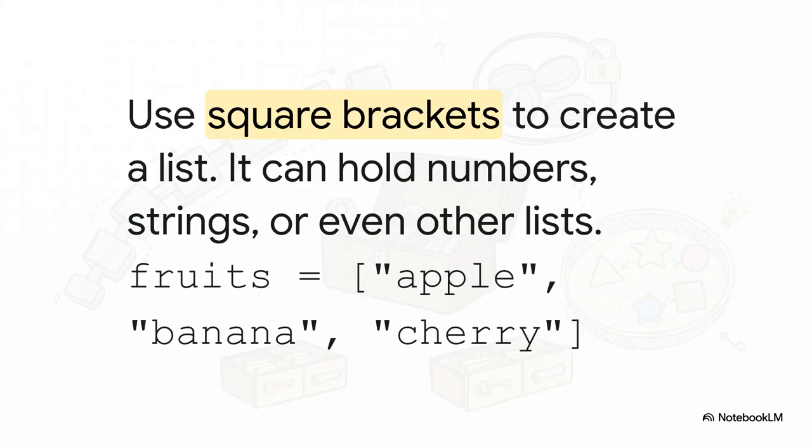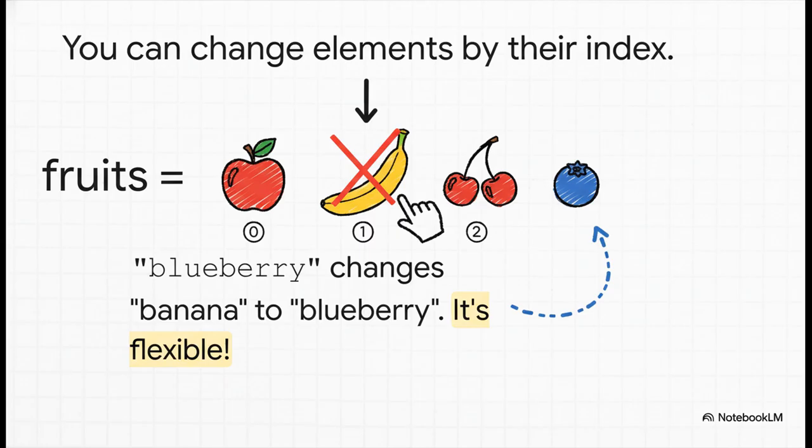And creating a list is super straightforward. You just use square brackets and separate your items with commas. So here, we've just made a list called fruits with 3 strings in it. It's as simple as that. And here's that mutable idea in action. We can target an item by its position, its index, just remembering that Python starts counting from 0, and then we assign a new value. So here, fruits at index 1, which was banana, becomes blueberry. The original list itself has been changed.